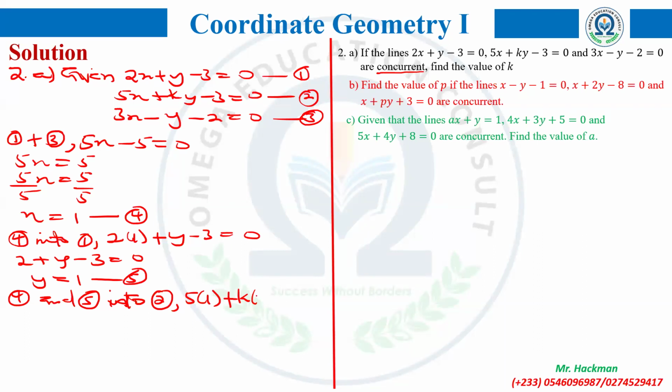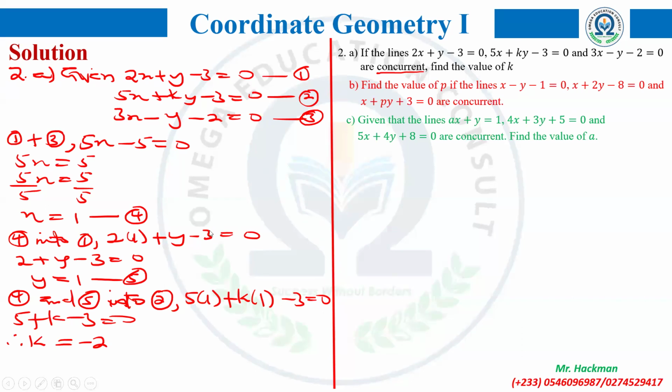So that will give us y, which is 1. Then we get minus 3 is equal to 0. So that gives us 5 plus k, minus 3 is equal to 0. So you get k: this plus this will give us 2, you move it, so k will be equal to minus 2. Is that clear? Yes, please. Okay, very good.